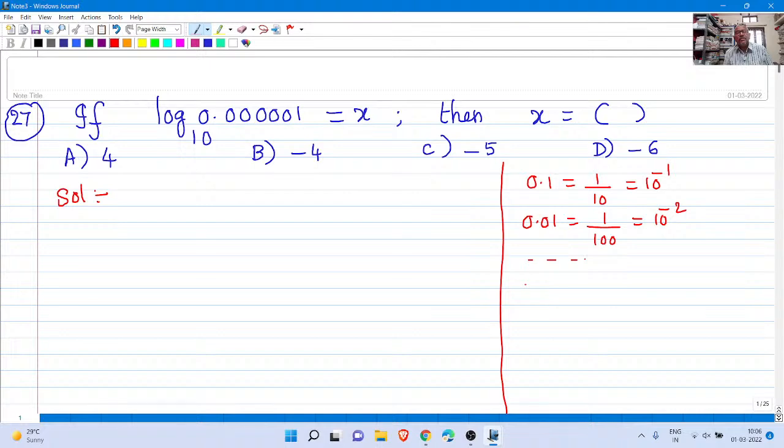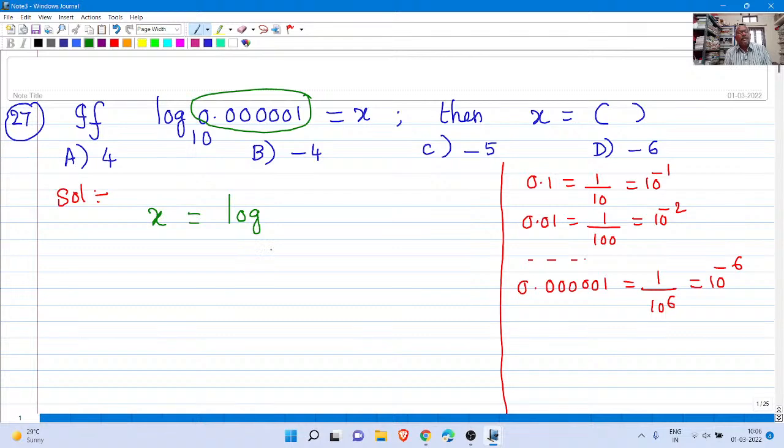Similarly, 0.000001 we can write as 1 upon 10 power 6, which is equal to 10 power minus 6. So now, as far as this problem is concerned, x is equal to logarithm of 10 power minus 6 to the base 10. Using the power rule, log a to the power of n to the base b is equal to n times log a to the base b. Am I correct? Yes. So now we can write this as minus 6 times log 10 to the base 10.